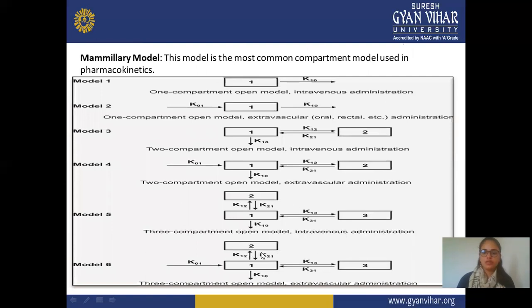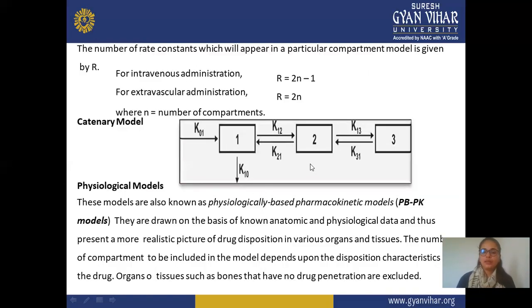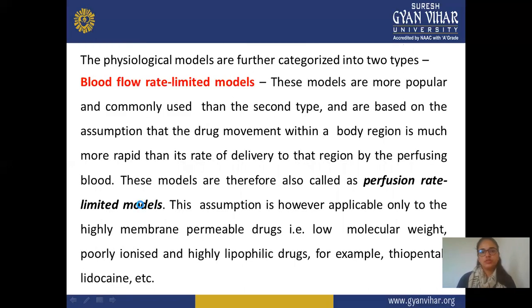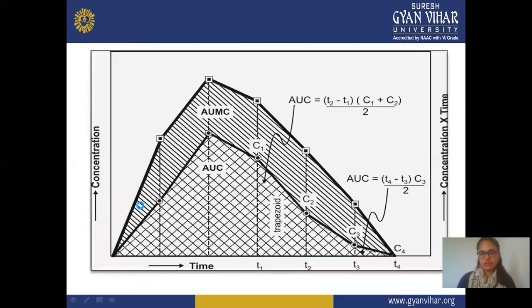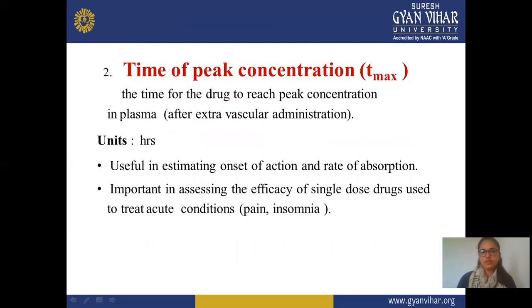They are not parallel or uniform. But in this, they are parallel or in a single line. So this is a catenary model. Next is the physiological model. This model we will discuss in the next lecture. So the remaining part of this topic we will cover in the next lecture.